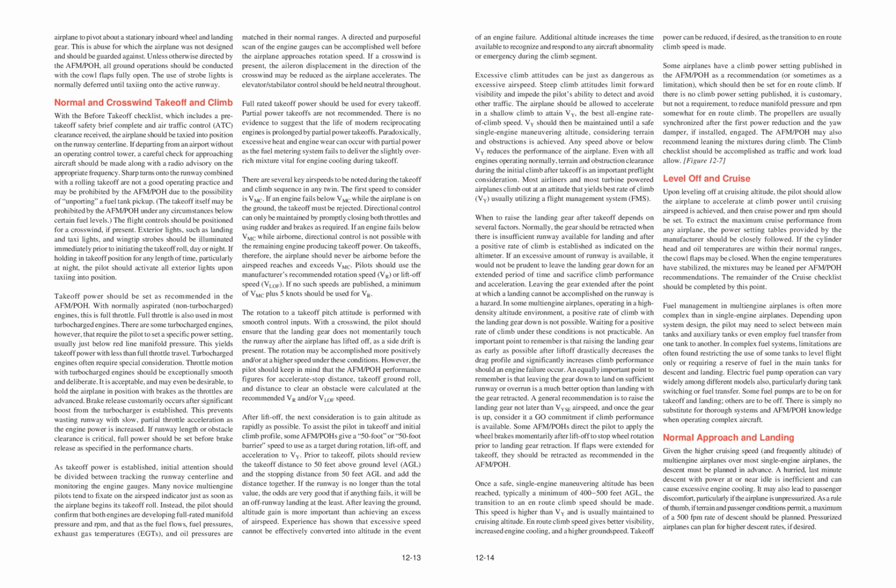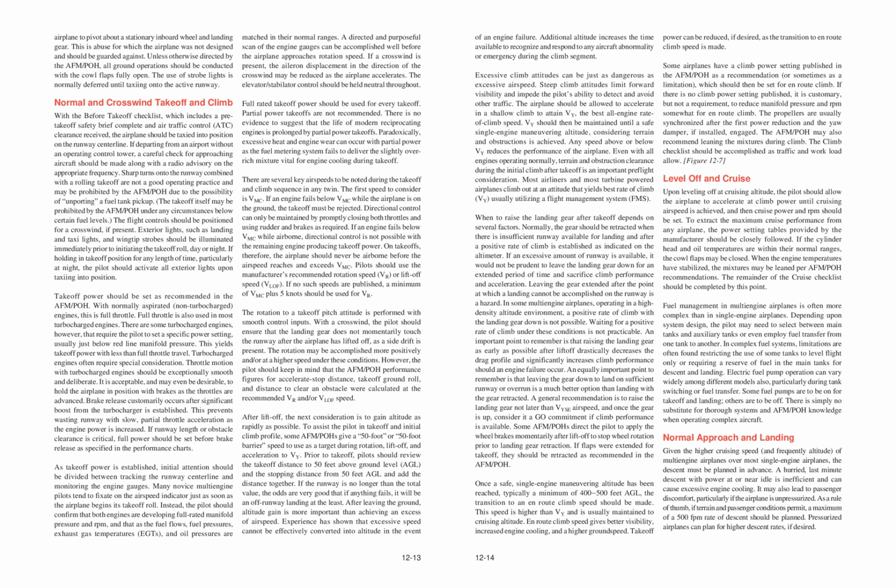Figure 12.7. Level off and cruise. Upon leveling off at cruising altitude, the pilot should allow the airplane to accelerate at climb power until cruising airspeed is achieved, and then cruise power and RPM should be set. To extract the maximum cruise performance from any airplane, the power setting tables provided by the manufacturer should be closely followed. If the cylinder head and oil temperatures are within their normal ranges, the cowl flaps may be closed. When the engine temperatures have stabilized, the mixtures may be leaned per AFM/POH recommendations. The remainder of the cruise checklist should be completed by this point.